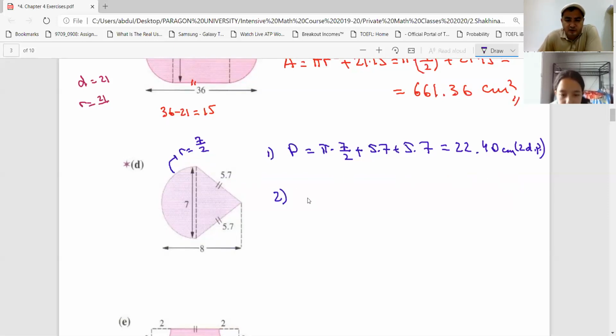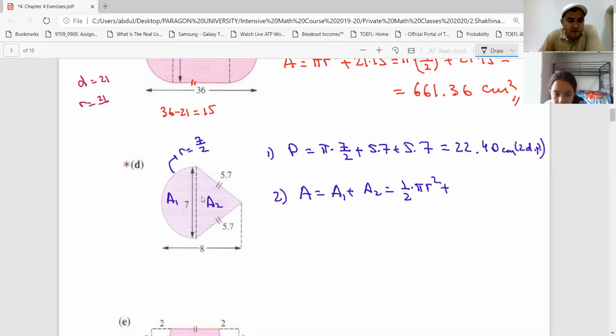And how about number 2? How do you find the area, Shahina? Here we have two different regions. This one is a semicircle. How about this one? It's a triangle. Let's say this one is capital A sub 1 and this one is capital A sub 2. So the area is capital A sub 1 plus capital A sub 2. We know how to find capital A sub 1. It's just a semicircle, that is 1 over 2 times pi times r squared.